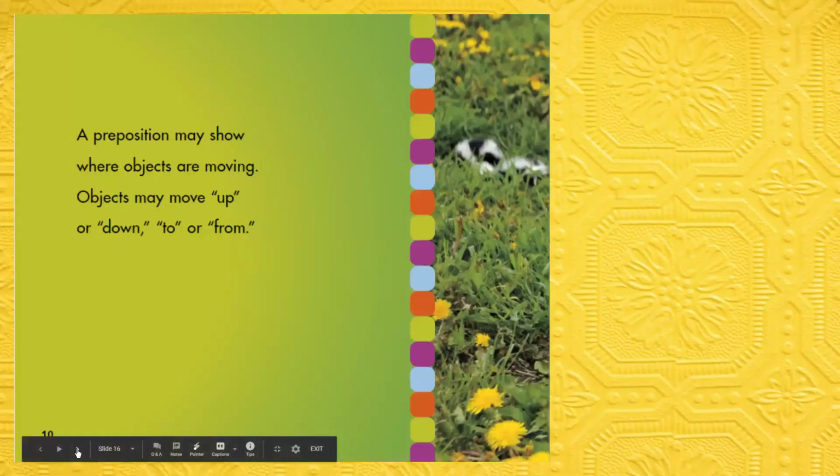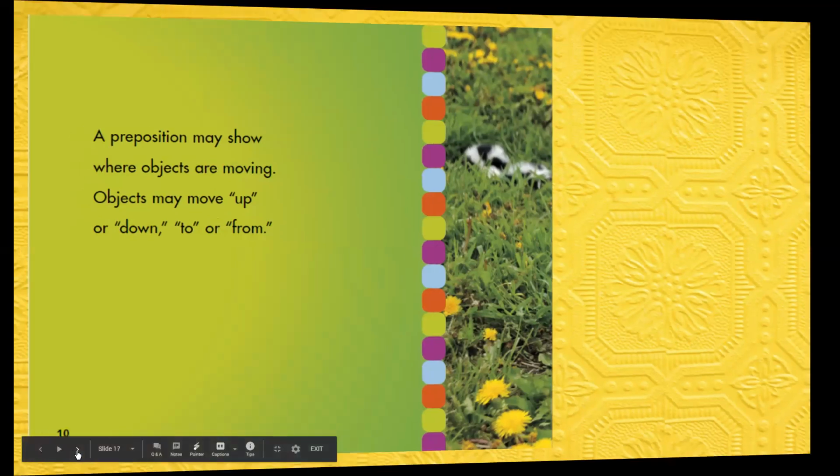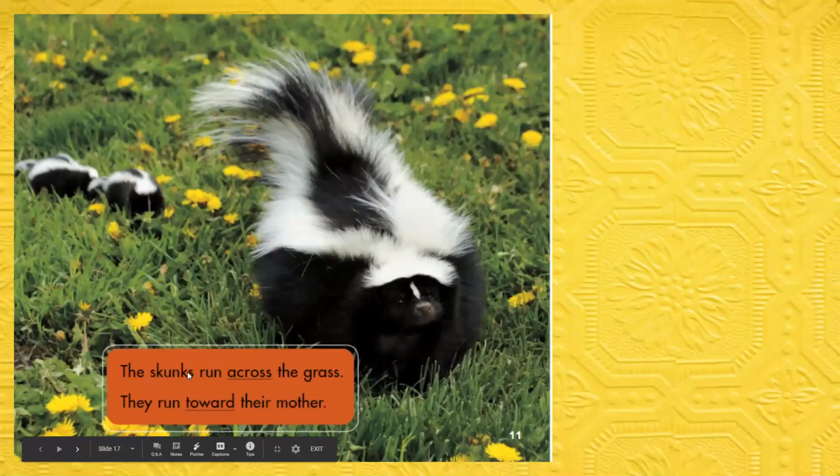A preposition may show where objects are moving. Objects may move up or down, to or from. The skunks run across the grass. They run toward their mother.